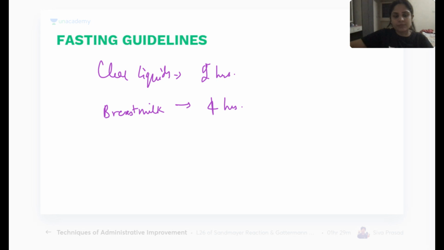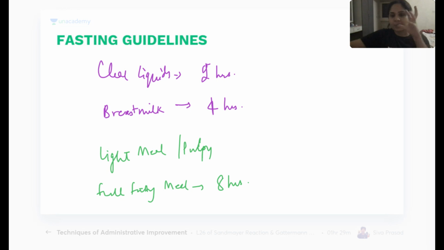Very good. If the patient has had a full fatty meal, vada pav, pav bhaji, paratha, roti, chapati, dal, after how many hours? 6 hours. Are you guys sure? 6 or 8? Yes, it is 8 hours. Okay. And if he's had a light meal, suppose he's had chai and biscuit, or a pulpy juice, mosambi juice, orange juice with the pulp, then 6 hours. This is your fasting guidelines. This is asked multiple times in the exam, so you should definitely know the fasting guidelines.